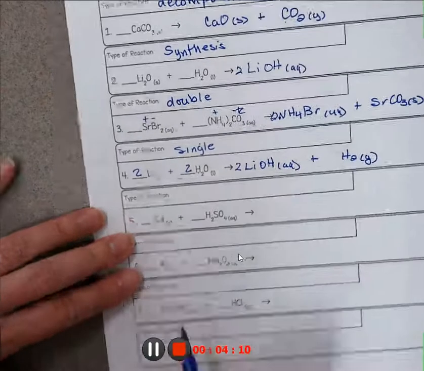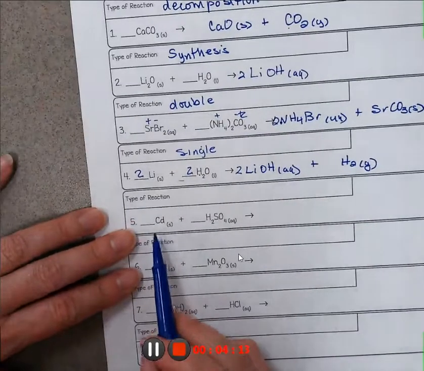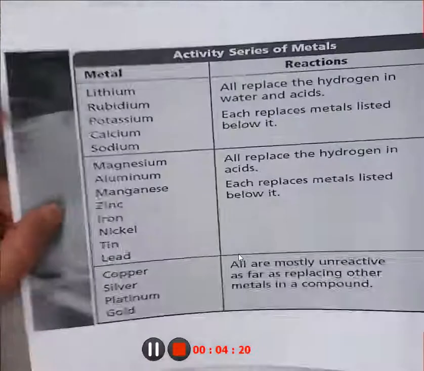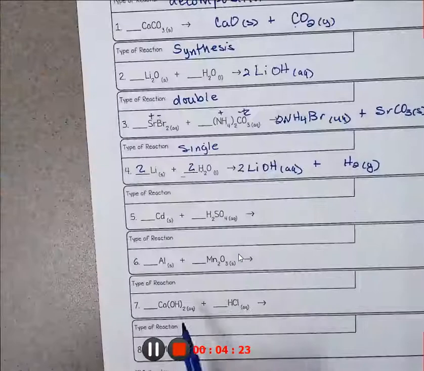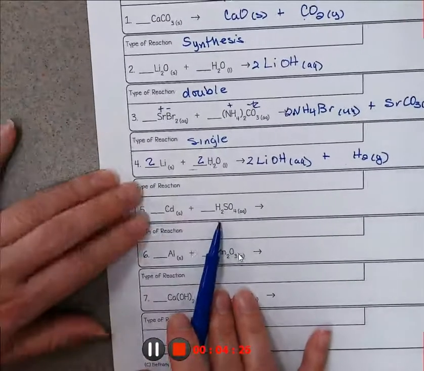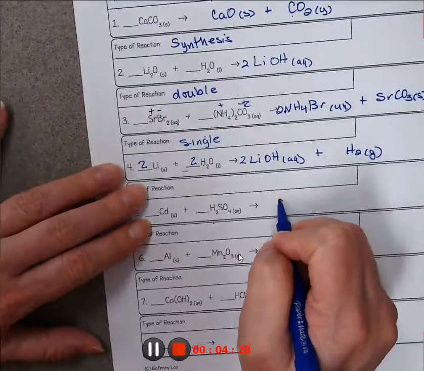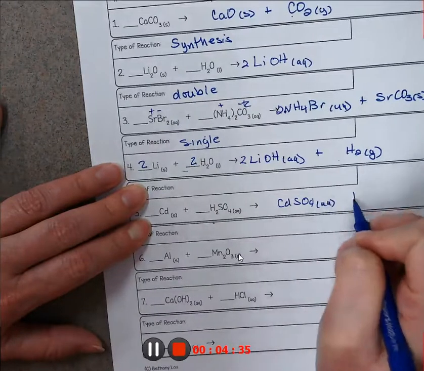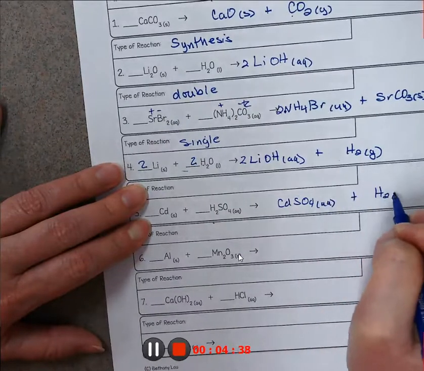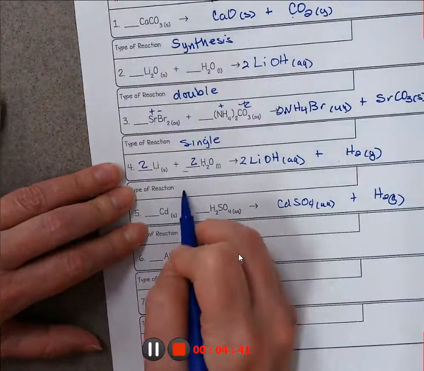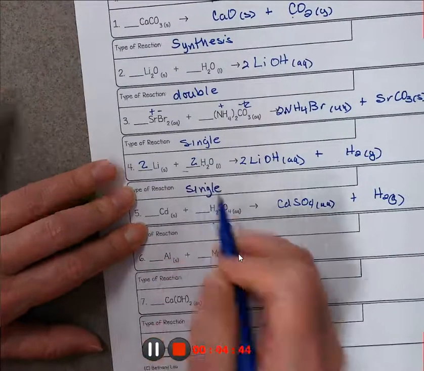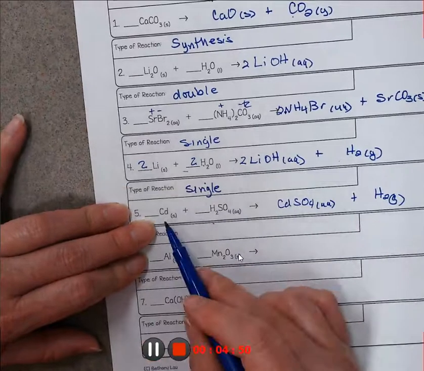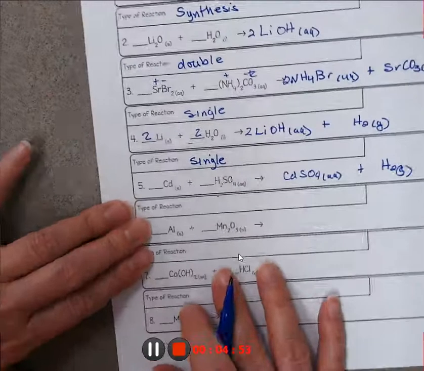Okay. Here we have cadmium, which is not on your list, but if you look at other lists, you would notice that it could be just this particular sheet that I use. It's not on here. But cadmium would replace hydrogen in an acid to make cadmium sulfate, which is soluble, and hydrogen gas. And then this is a type of single. And we can see that we've got 2 hydrogens, 1 sulfate, 1 cadmium, and that's balanced.